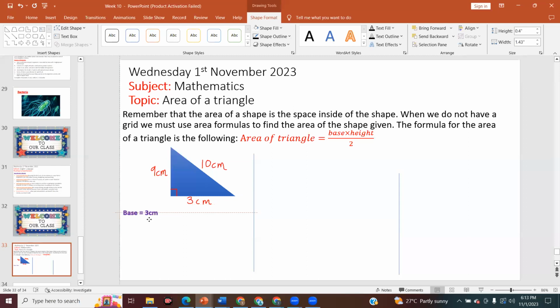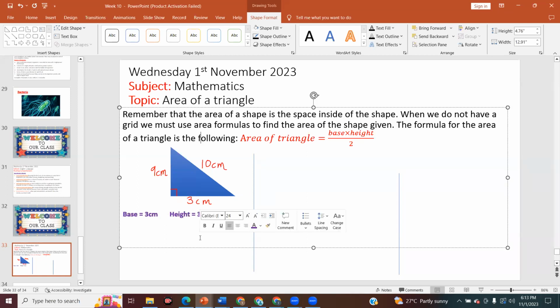Now the next thing that we need is we need the what? Height. We need the height. Very good. The height is going to be what? 9 centimeters. 9 or 10?